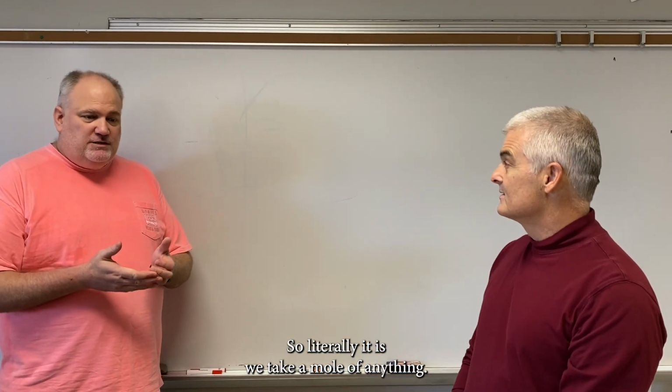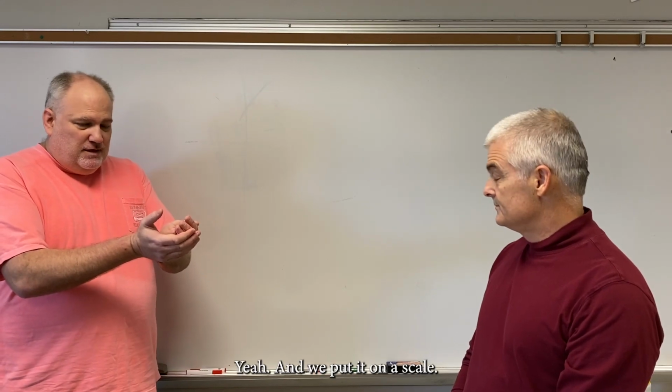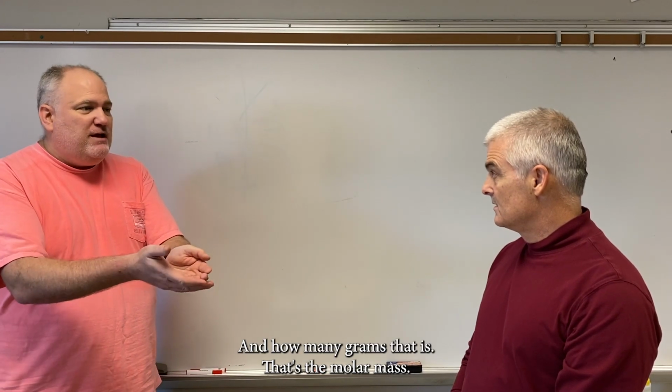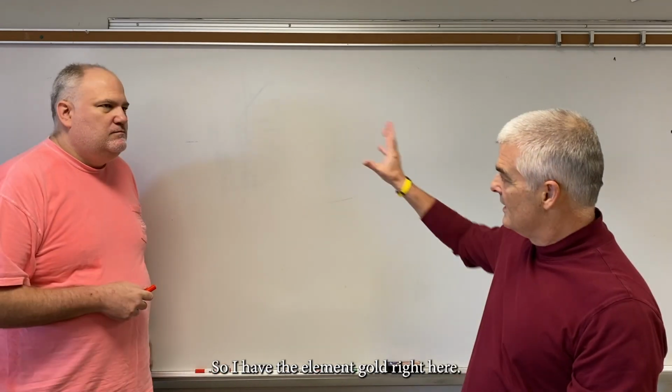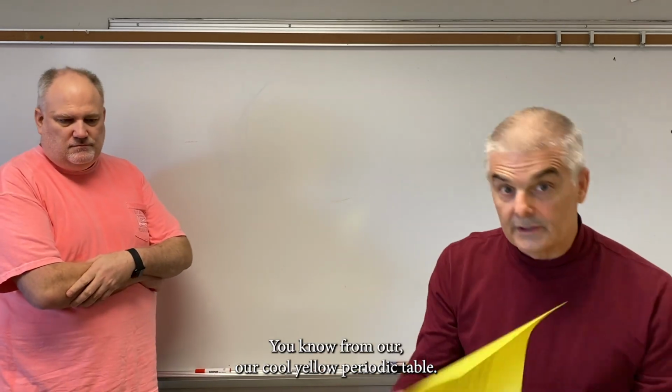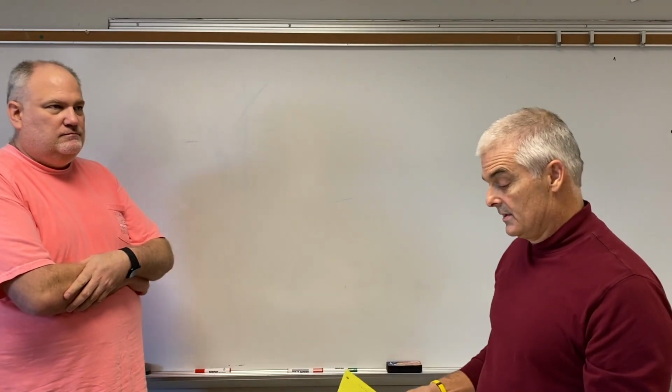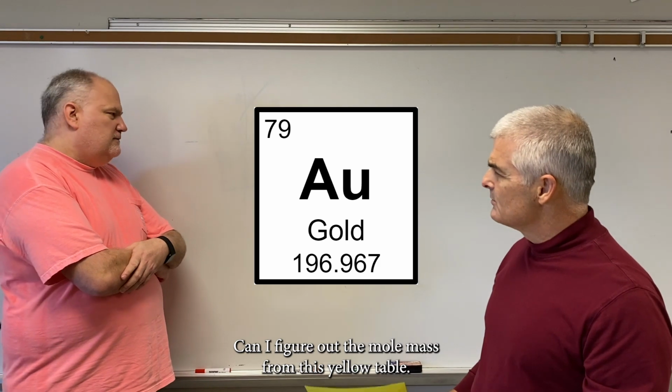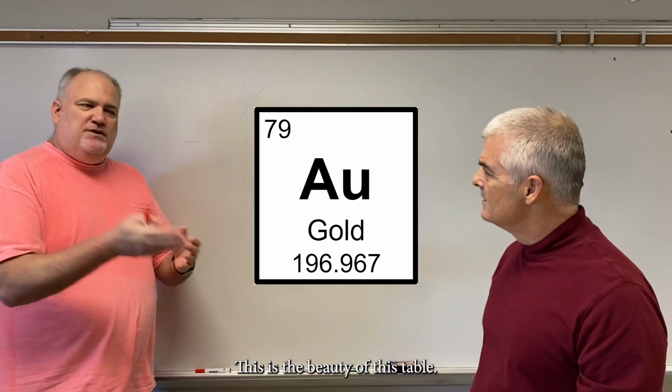Literally, we take a mole of anything and put it on a scale, and however many grams that is, that's the molar mass. So I have the element gold right here. From our cool yellow periodic table, there are some numbers on there. Can I figure out the molar mass from this yellow table? This is the beauty of this table.